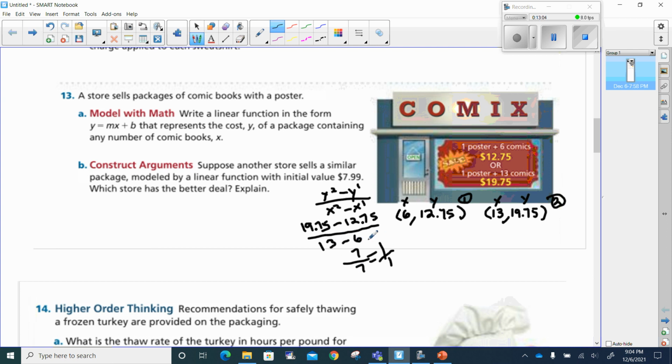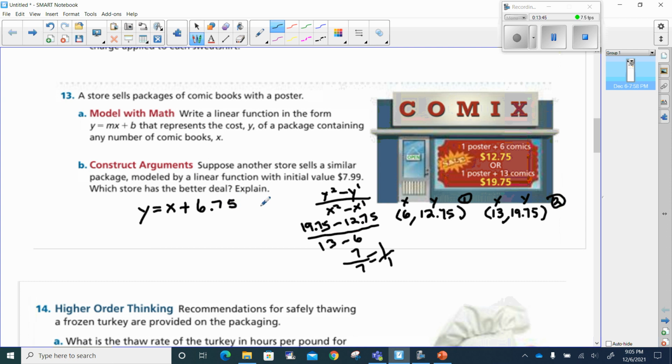So I was at 6 here. So that tells me basically, I'm thinking $1 is going down, right? So that means if I go down 6, if I go down $6 here, I have to go down $6 here. And that's going to put me at 6.75. So now I got y equals, remember my rate was 1 over 1, so that's x, plus, that tells me that it's going to be $6.75 for my poster.